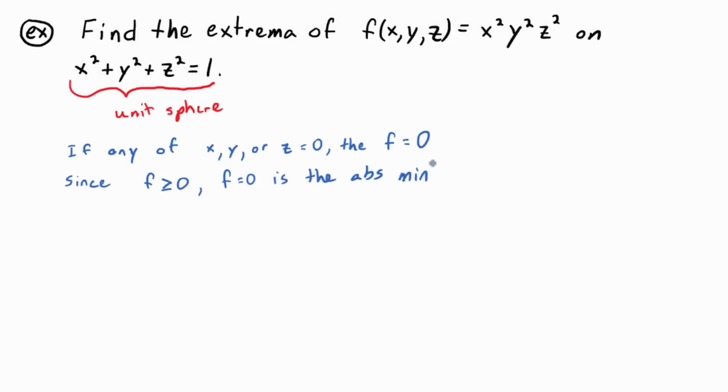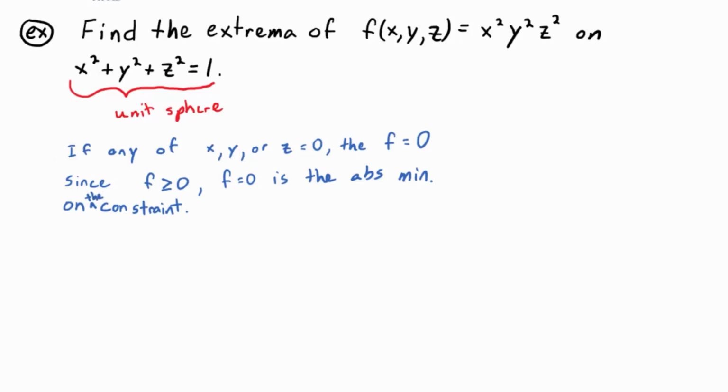Is it the absolute minimum on the constraint? Pretty much anywhere, right? So you're never going to get something less than 0, right? But it's also on the constraint. Is the absolute minimum on the constraint and anywhere else, but I'm not going to write that down. On the constraint.